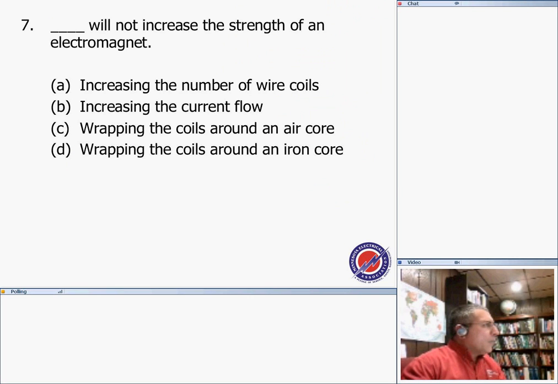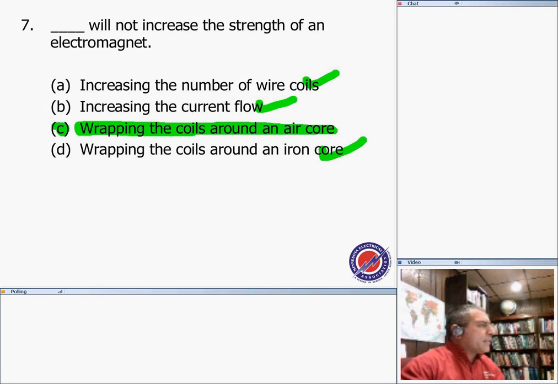Number 7. Not increase the strength of the electromagnet. Number 7, our answer for this one was C. Wrapping the coil around an air core would not increase the current, whereas wrapping the coil around an iron core would. So wrapping a coil around the air, basically the air is nothing in it.